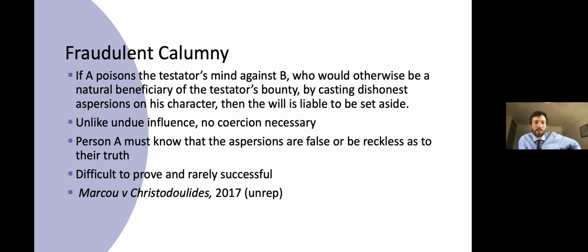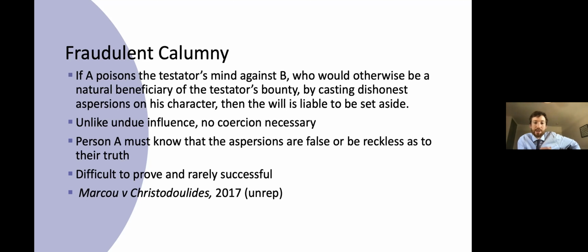It's difficult to get the evidence together to show that the influencer, let's call them, actually poisoned the testator's mind and was casting those aspersions, because again, that's going to happen when no one else is looking. There's a case called Konicki and Haywood, where the elements are broken down, the elements that were required to prove a claim of fraudulent calumny.